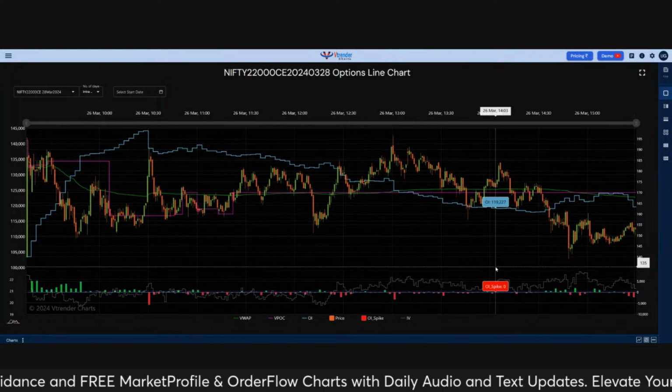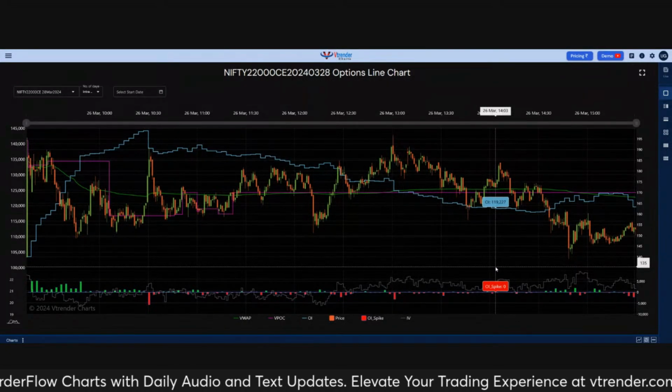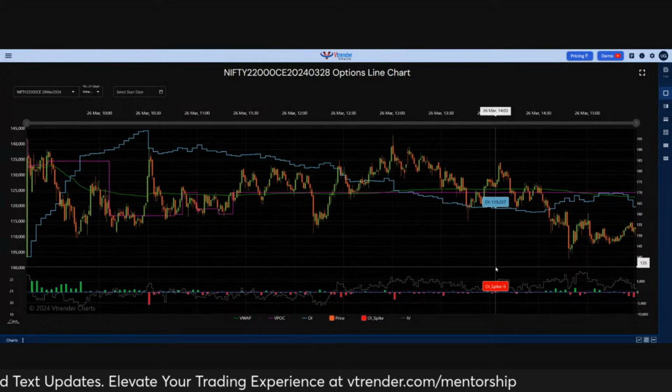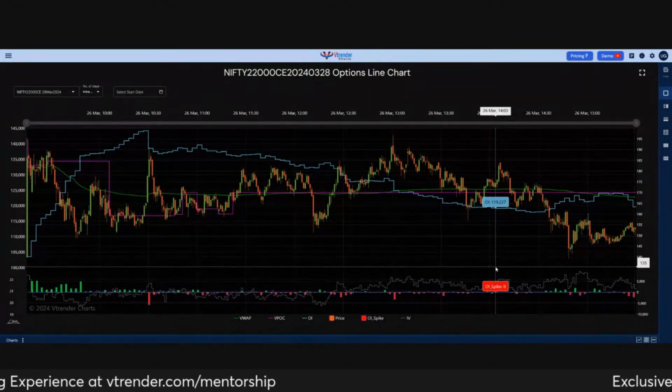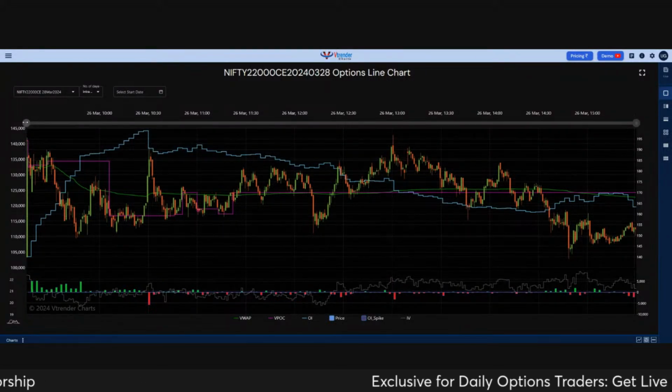For the line charts, there is no time setting because it is fixed on the OI data which we are getting from the exchange. We have the option in the order flow charts to set the time to 1 minute, 3 minute, 5 minute, 15 minutes, and 30 minutes. But in the line charts we only have the option of zooming in and zooming out, so you can see the particular zone you want.